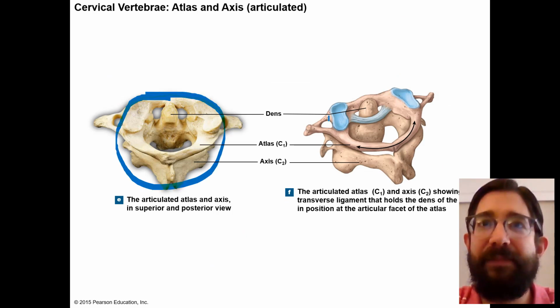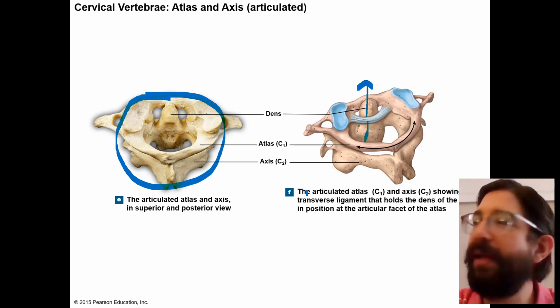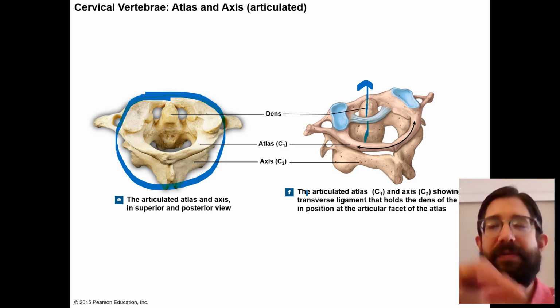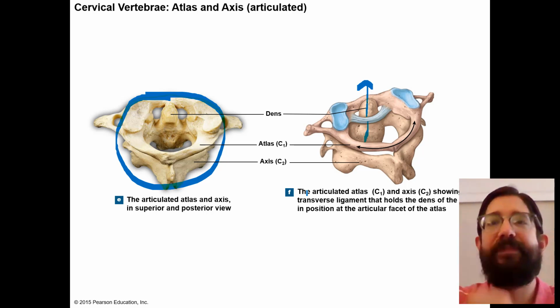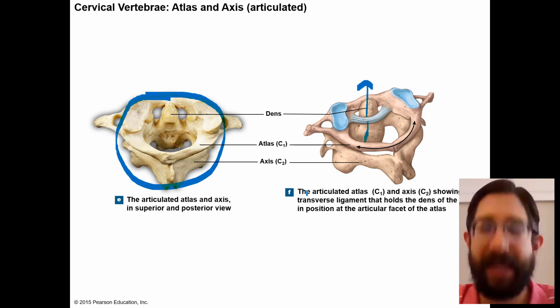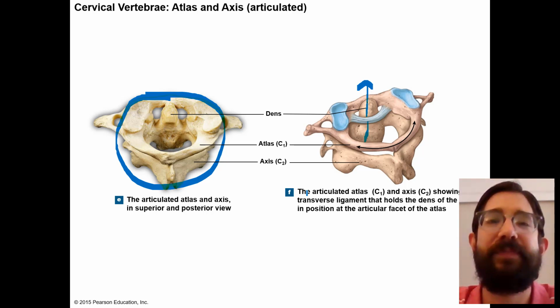Its job is to articulate with the atlas. You can see the dens sticking up from below, and when you swivel your head or rotate it from side to side, you're rotating on that dens. So between the atlas and the axis, you have a lot of support for movements of the head.